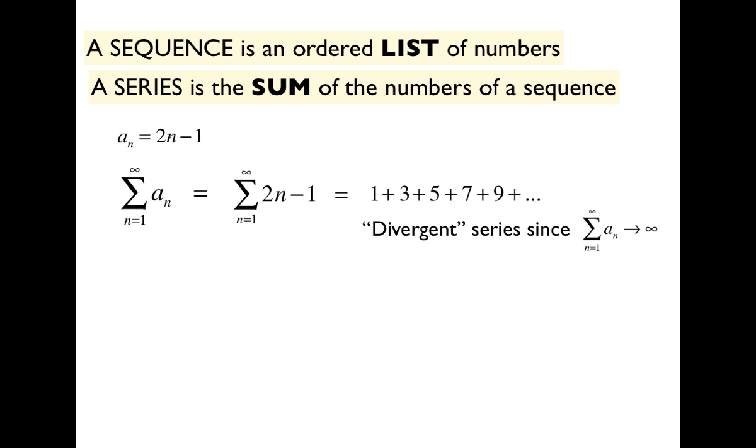So we say this, okay, and the way we're going to think about convergence or divergence is we're going to take this sum and make another sequence out of it. It's called the sequence of partial sums.